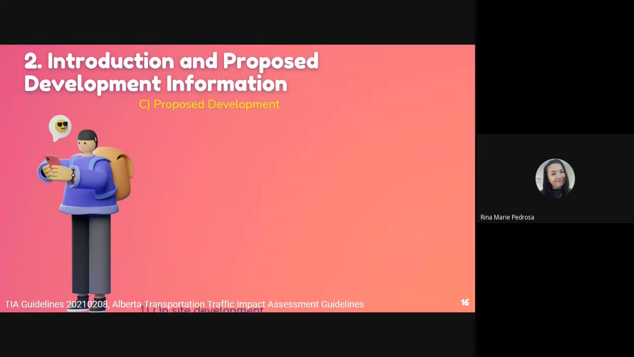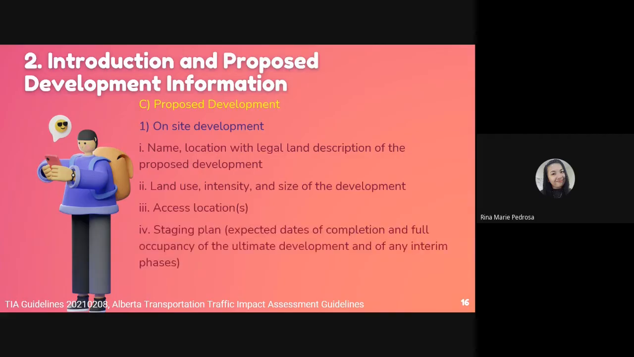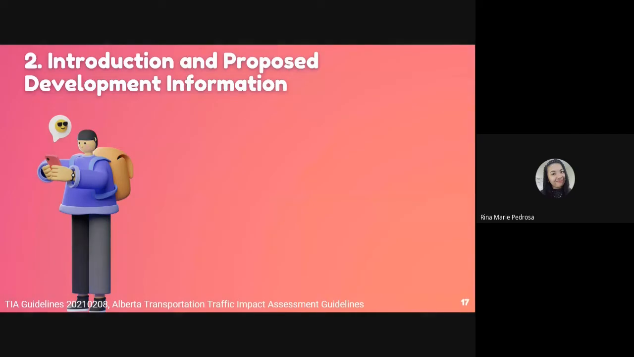Next, the proposed development. It should have the on-site development: the name, location with legal land description of the proposed development, land use, intensity, and size of the development, access locations, staging plan, expected dates of completion and full occupancy of the ultimate development and any interim phases, and the previous site history, including previous applications of TIA's recommendations, etc.